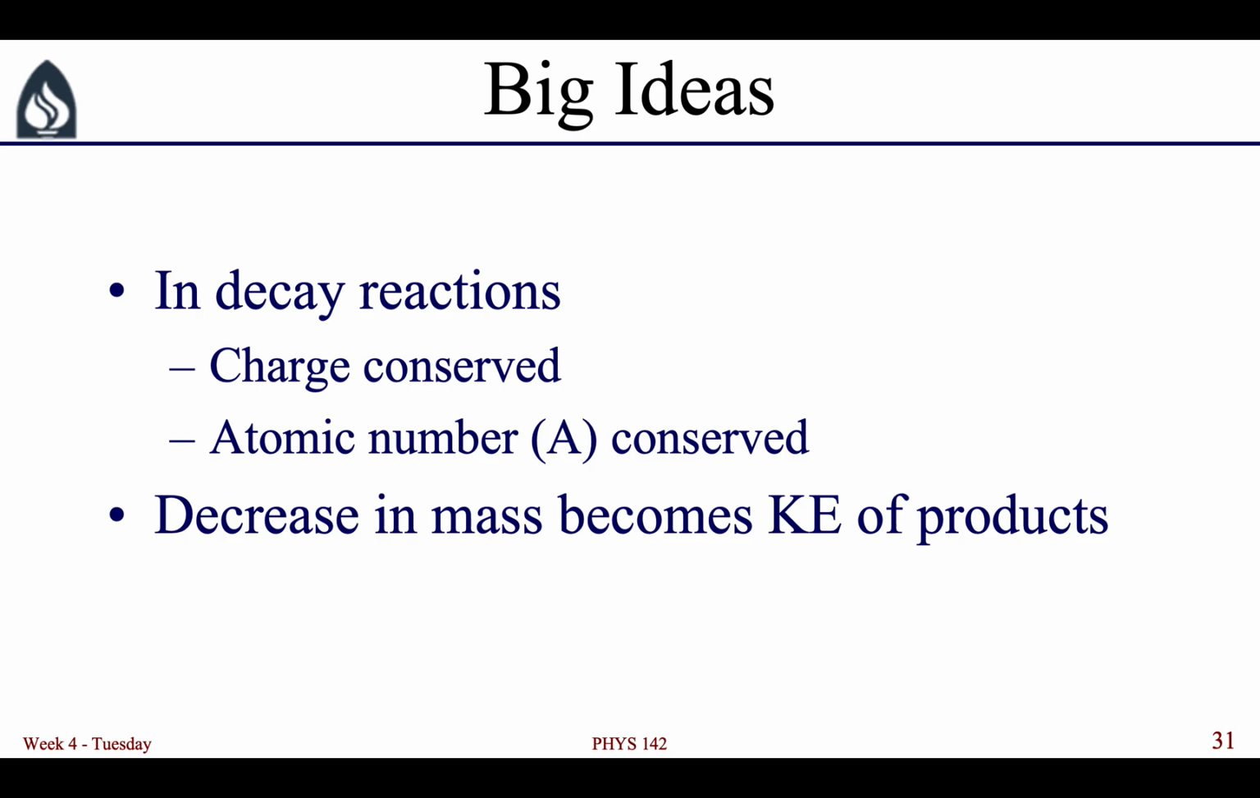Then we looked at how in decay reactions the charge is conserved. The amount of charge is conserved for both sides of the reaction, and the atomic number, the total number of protons plus neutrons, is also conserved in radioactive decays. The decrease in mass in a radioactive decay becomes the kinetic energy of the products, and that's usually a significant amount of kinetic energy, so the products are moving very quickly.